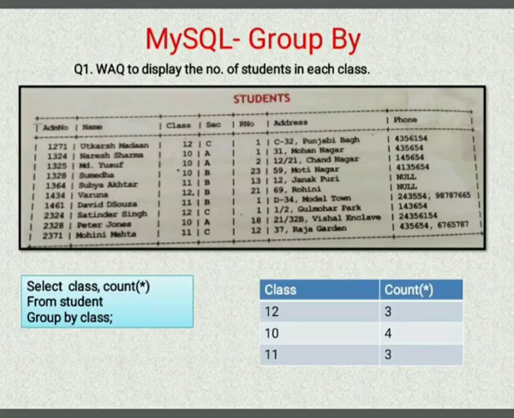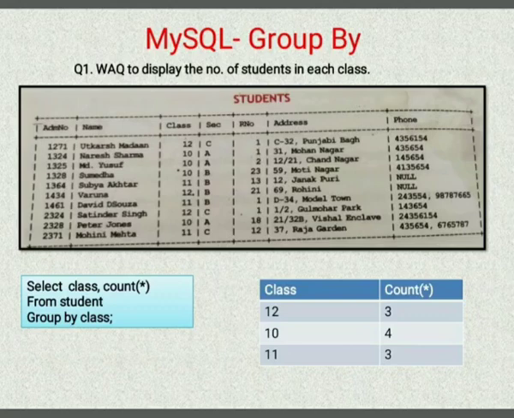Without an example, it is difficult to understand, so the theoretical part comes later on. First of all, we will understand the example and the purpose, then we will learn the definitions. So we will consider the students table, and the query is: write a query to display the number of students in each class. Now here consider the class attribute.